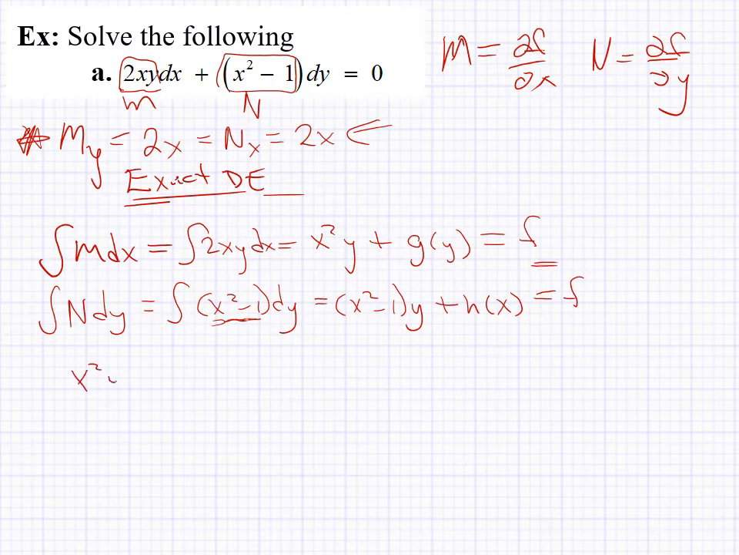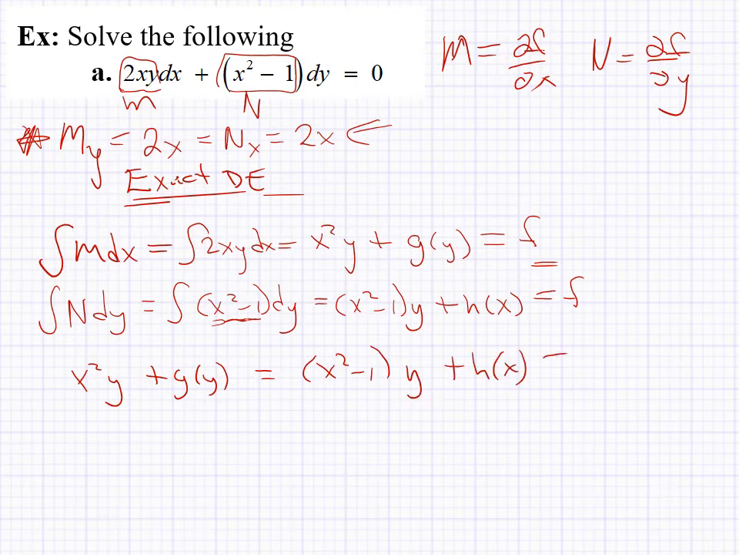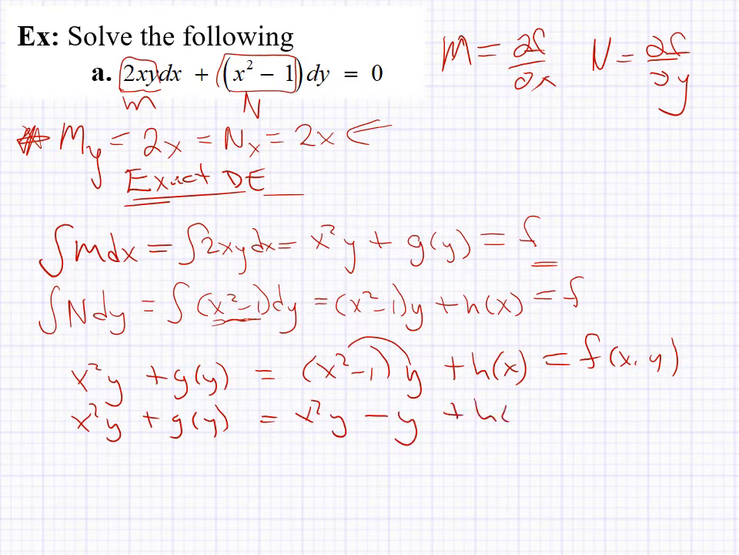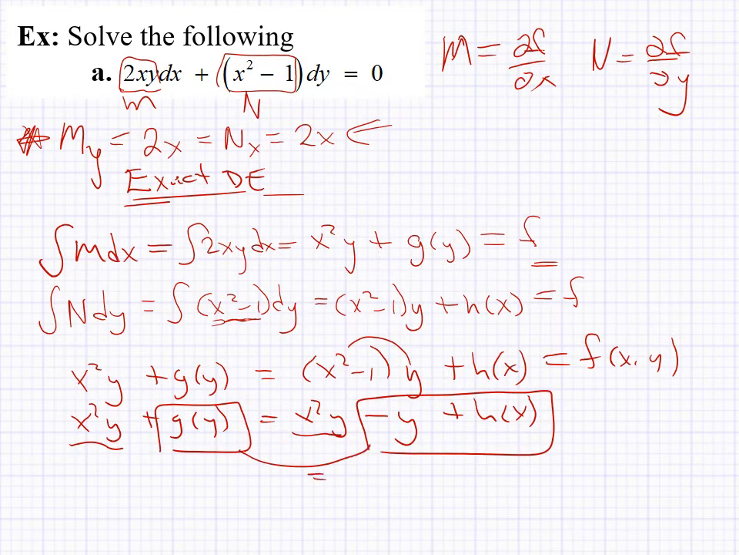Well, if x squared y plus g of y has to equal x squared minus 1 times y plus h of x, we can use this to help us figure out what f should be. So we have x squared y plus g of y. Here, if I distribute this y in, I have x squared y minus y plus h of x. Noticing that we have an x squared y on either side, that tells me the remaining pieces, this and this, have to equal each other.